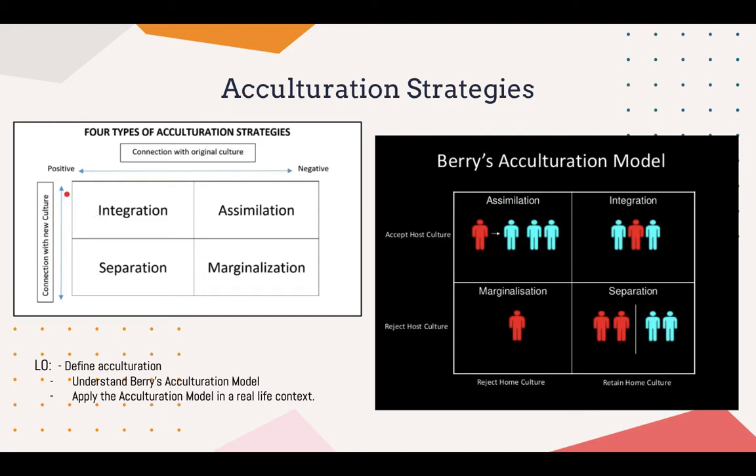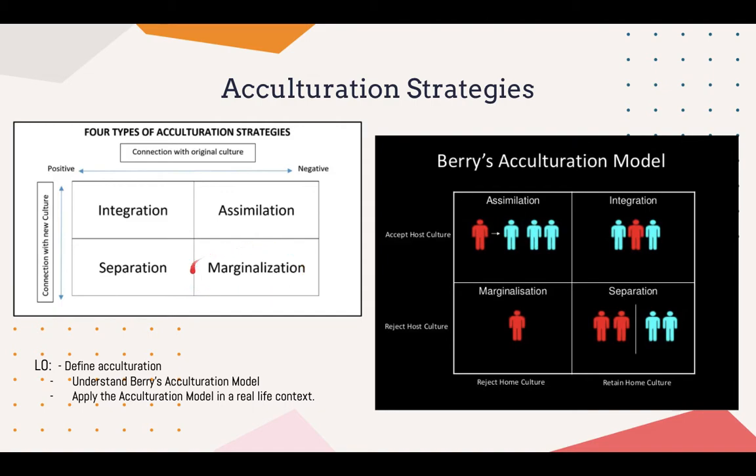If you have a positive connection with the new culture, but your connection with your original culture is negative, maybe you had been discriminated against in your original culture, then you're looking to assimilate. You don't really want to have anything to do with this original culture because your experience has been negative. So you want to move to the culture where you've had positives. If you have had a more negative connection with the new culture, but have positive connections with your original culture, you're going to probably fit into this category of separation.